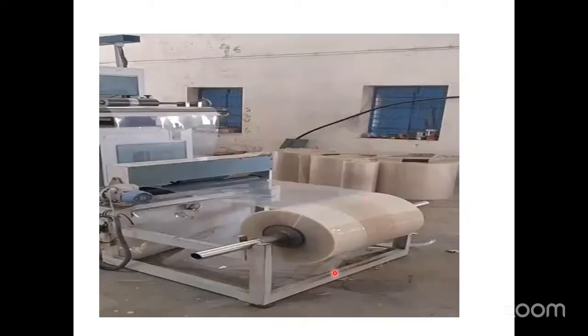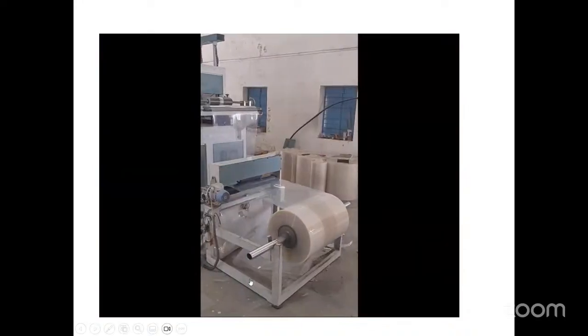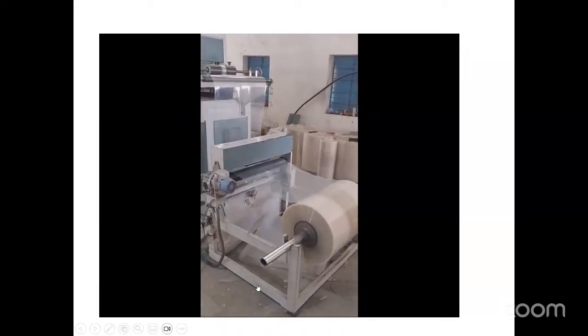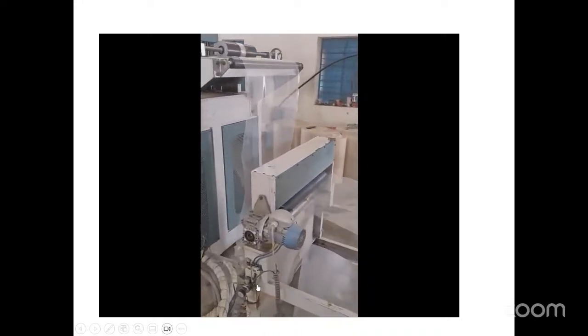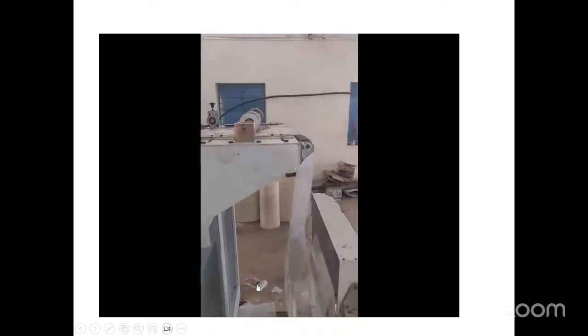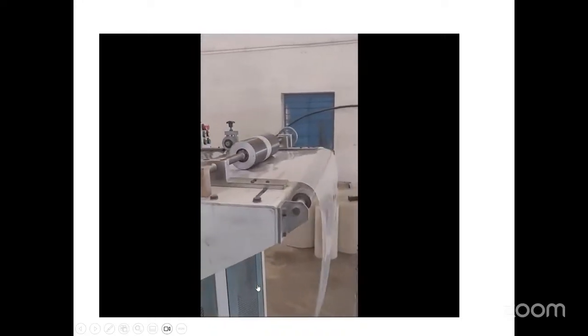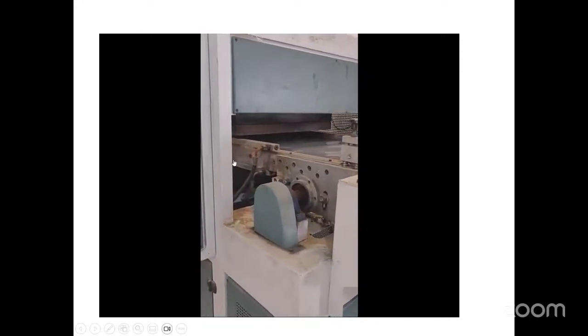This is one video. You can see this, right? So that you will get more exposure about this process. If the pulling rolls are there, it will pull the sheet continuously. There is heating here, heating is there.